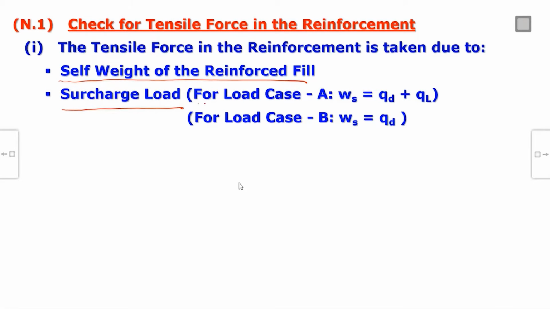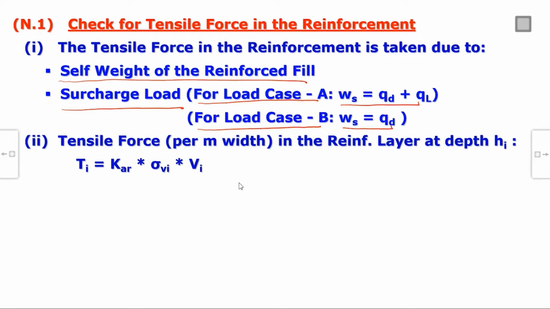But when you are using load case A, you will use total surcharge, and when you use load case B, you will only use dead load surcharge, because it is given there in the load combination that for live load its partial factor will be 0. The partial factor we will not take, it will be 0. So that's why we must be careful how we take the Ws value for both the cases. Then the formula for sigma Vi we will calculate at that level considering these loads.